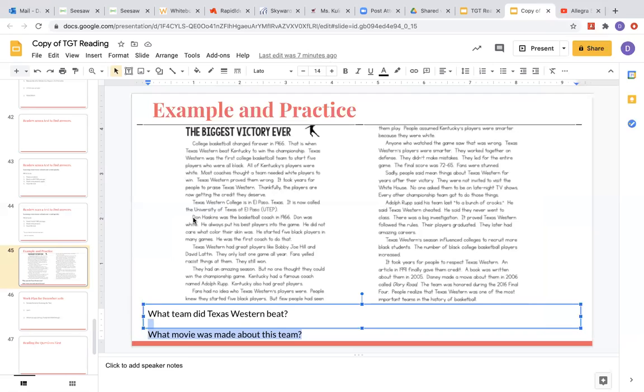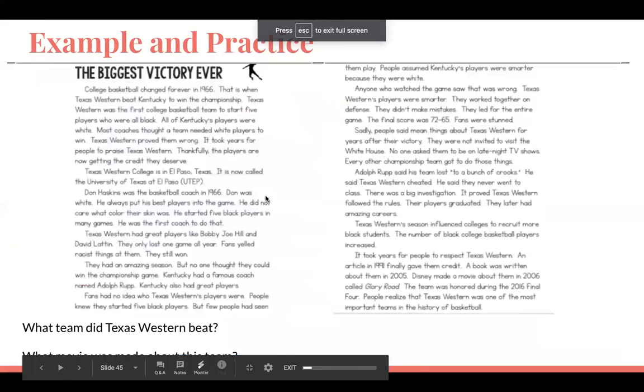Okay, the biggest victory ever. College basketball changed forever in 1966. That is when, here, I'll make it big, see if you guys want to follow along. There we go.